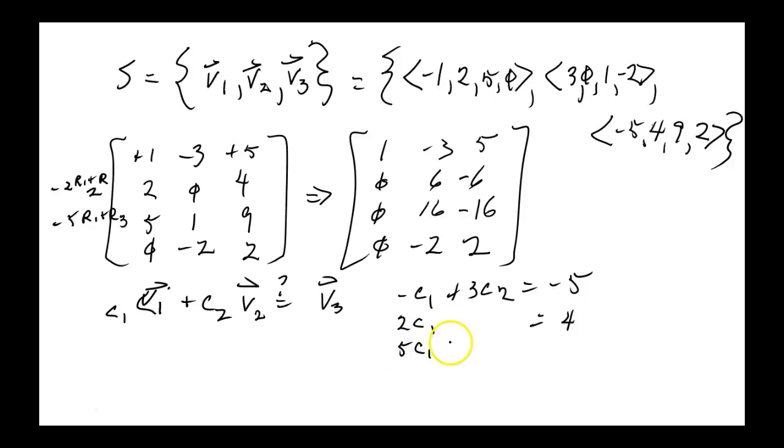5C1 plus C2 equal to 9, and -2C2 is equal to 2. Okay? So it looks like to me that C1 has to be equal to 2, and C2 has to be equal to -1. Okay? So I would go back and just plug and see if that works.